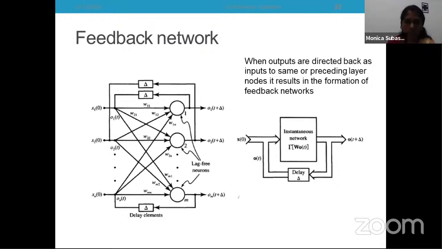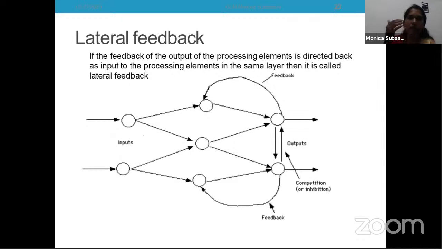And the back propagation algorithm is a very good example for a feedback network. This is another type of network under the feedback layer itself, lateral feedback. Instead of feeding the output directly to the input, we are just partially feeding the feedback to the hidden layer. That is where processing is happening. So in the processing elements, the output is fed and we can update the weight depending upon this information.